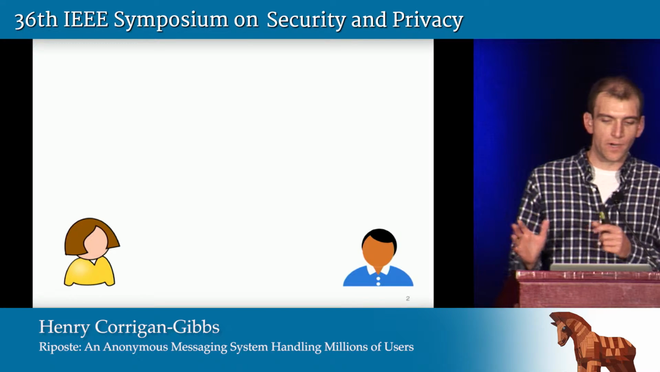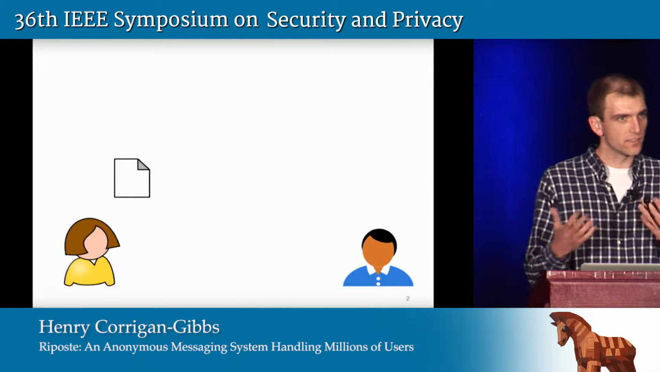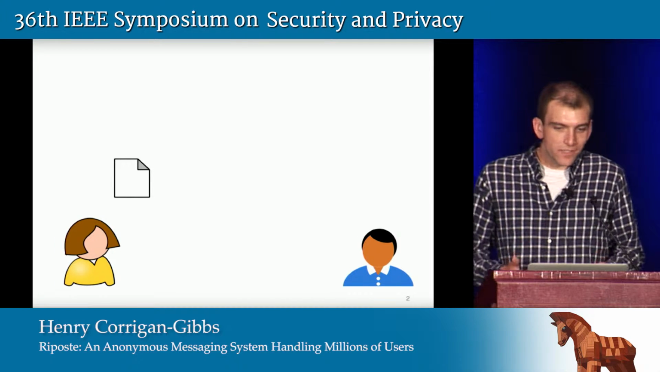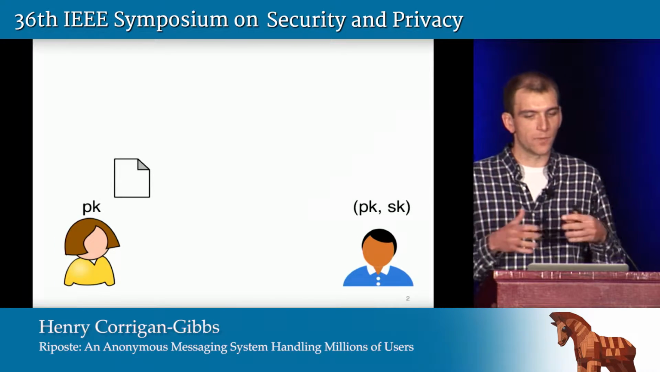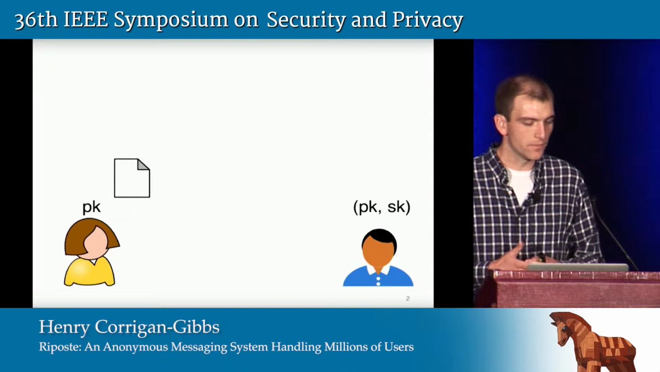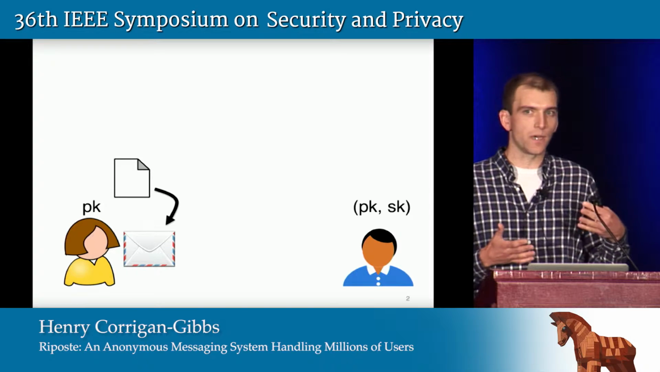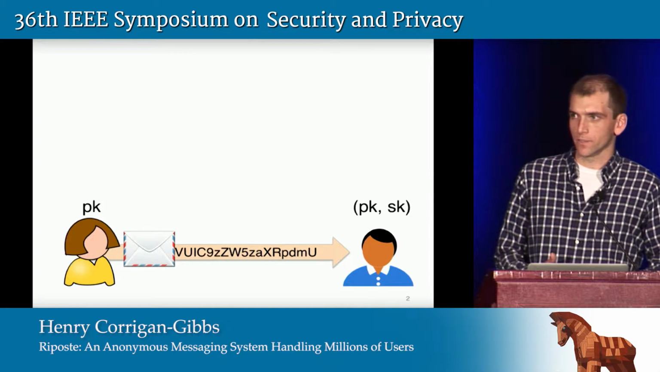So the setting that we normally talk about when we're talking about cryptographic protocols is one in which we have Alice and we have Bob, and Alice has some secret message that she wants to get to Bob over an insecure network. The way that we usually do this is we have Bob generate a public and a private key for some public key encryption system. And then he gets his public key to Alice somehow. Alice then just encrypts her message with Bob's public key and sends it over the network.